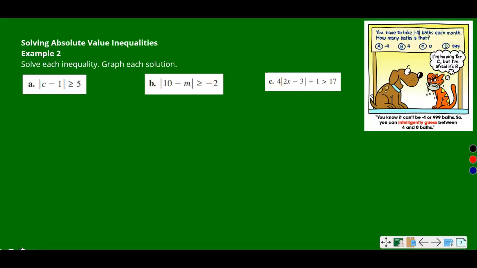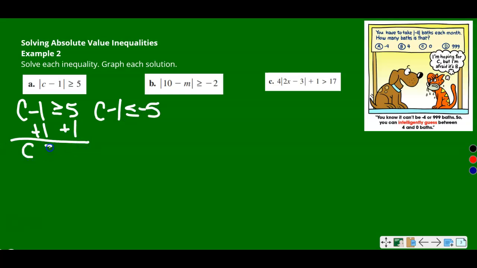Solve each inequality, graph each solution. Part A says the absolute value of c minus 1 greater than or equal to 5. So we're going to start with c minus 1 greater than or equal to 5, and c minus 1 less than or equal to negative 5. Add 1 to both sides. c is greater than or equal to 6, and c is less than or equal to negative 4.